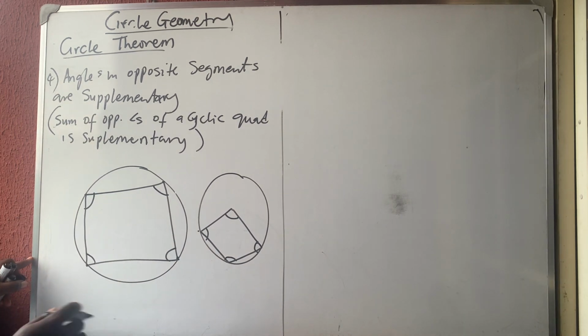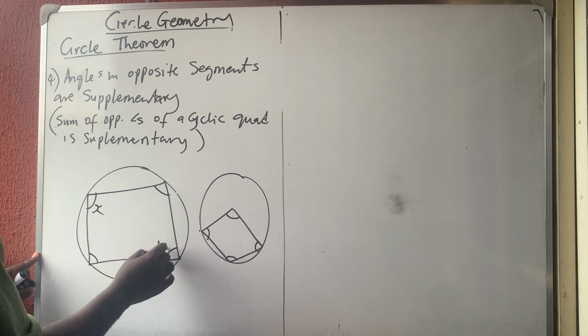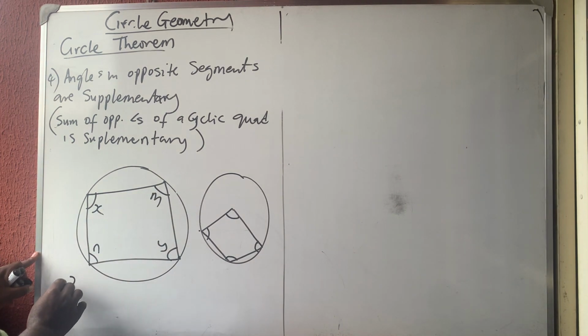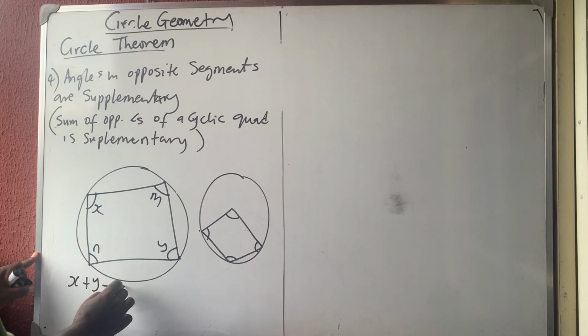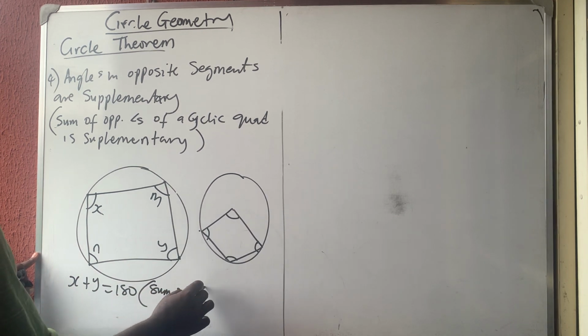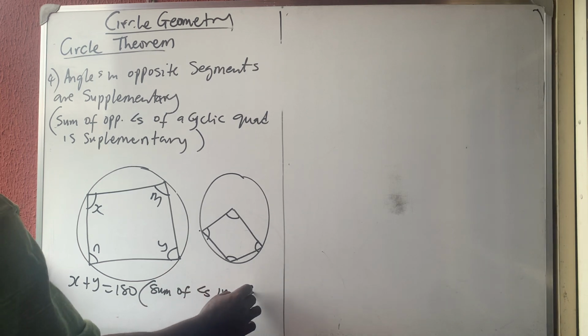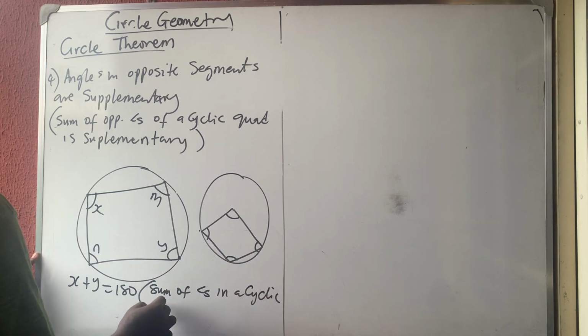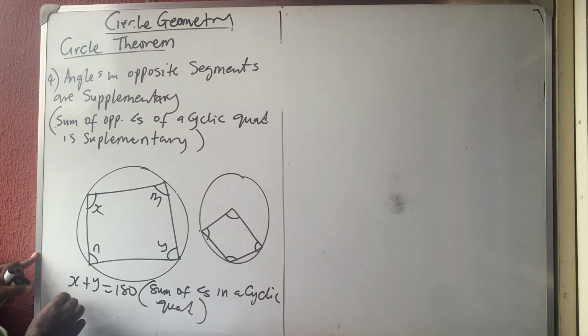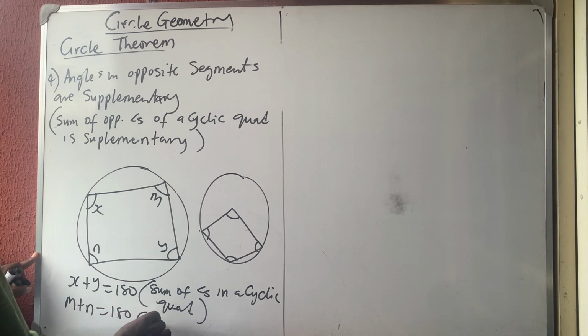Very, very simple. If you have that here is x and here is y, maybe here is m, here is n. We are simply saying that x plus y is equal to 180. And my reason is the sum of angles in a cyclic chord. Very simple. Or you say that m plus n must be equal to 180. The same reason.